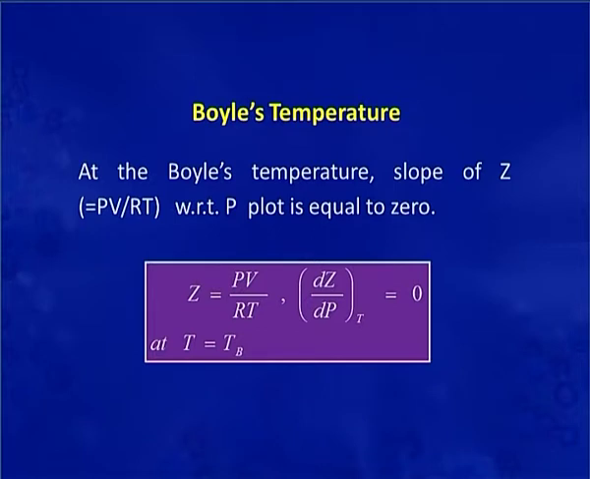At the Boyle's temperature, as I told you, the slope of Z, that is PV by RT, with respect to pressure is equal to 0. So you can write Z is equal to PV by RT and the slope is 0. So dZ by dP at T is equal to 0. This is the condition at Boyle's temperature.